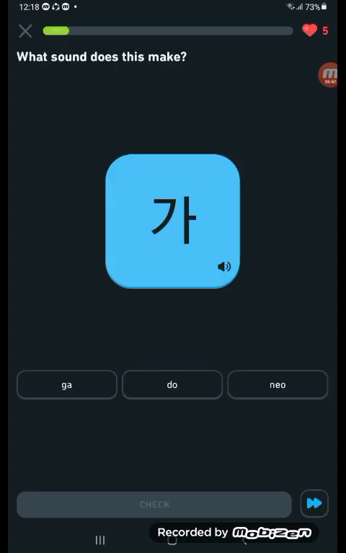가, it's ga. It's G and A. It means ga. So, can you find this character in your Korean lesson? Let's see. So, it means ga. Do you hear it?